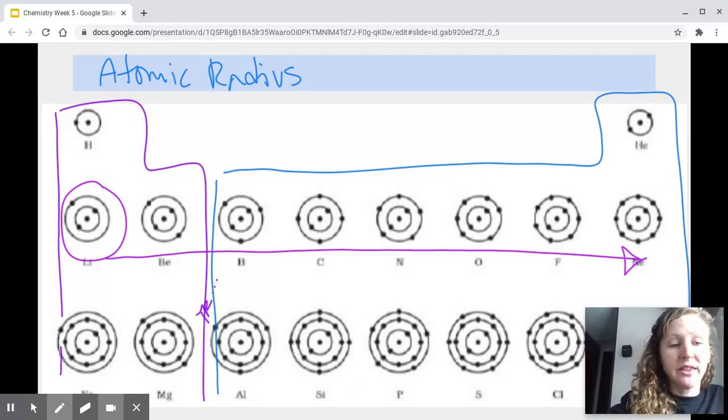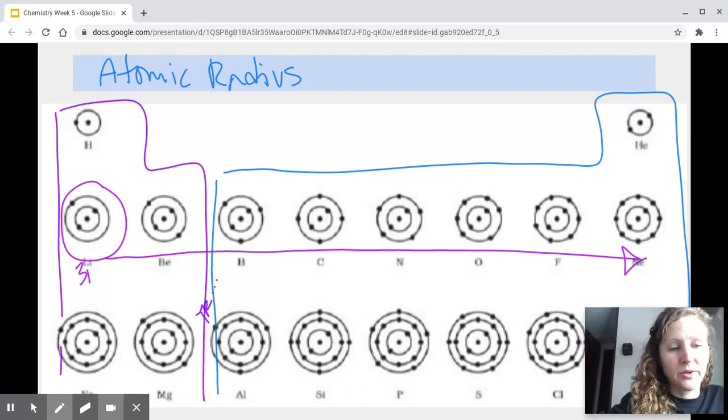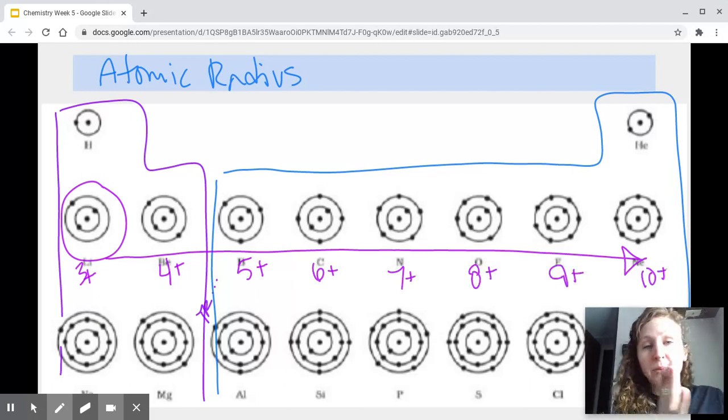If I start with lithium and I look at the protons, for example, I have 3 protons, 4, 5, 6, 7, 8, 9, and 10. So my protons are increasing by 1 across this periodic table. Okay, another change that you guys picked up super well is electrons.